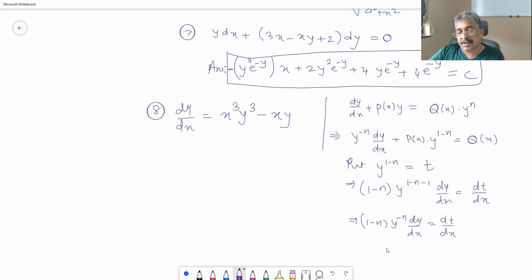and hence the equation which we have becomes 1 upon 1 minus n times dt by dx plus p of x times t is equal to q of x. Multiplying throughout by 1 minus n, it is FOID and can be solved. So now solve it.